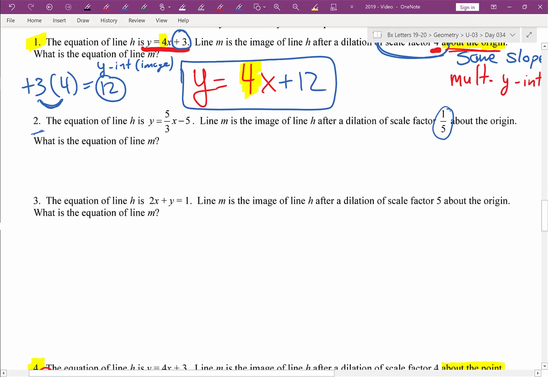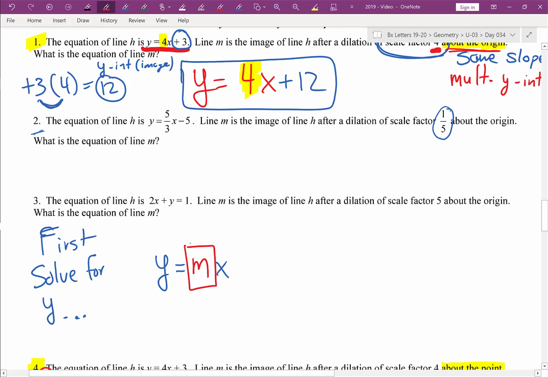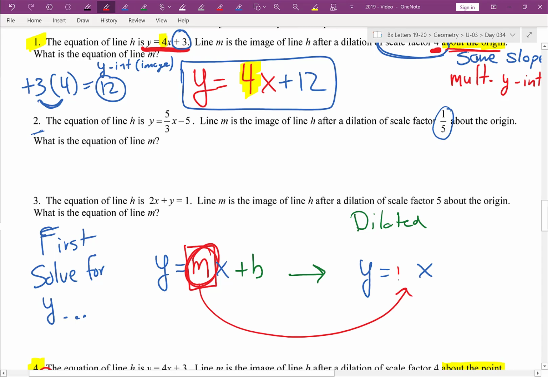And number 3 is where it gets a little bit tricky. I'll give you a hint. You have to first solve for y. That way, when you have it as y equals, whatever you have in front of x, that's your slope. Whatever's at the end, that's your y-intercept. So the dilated figure is going to be y equals. You're just going to take this slope and put it there.